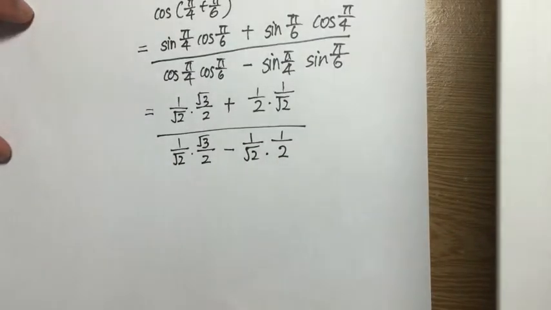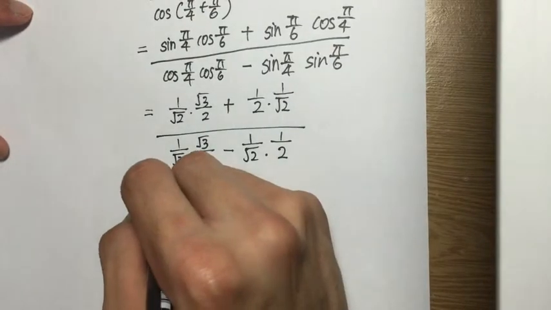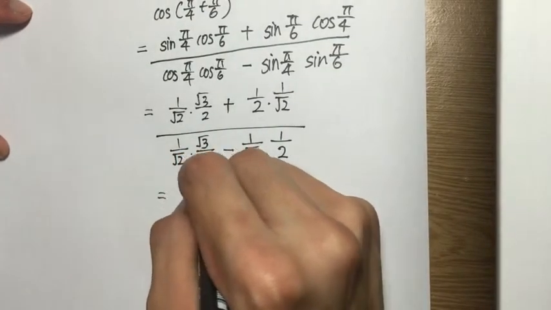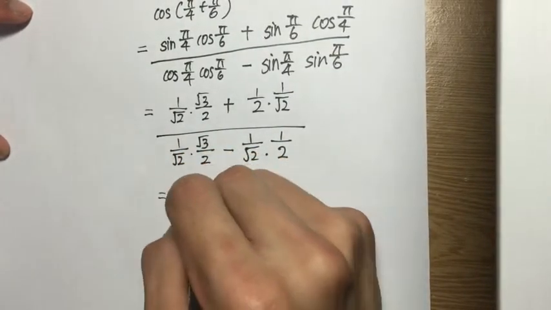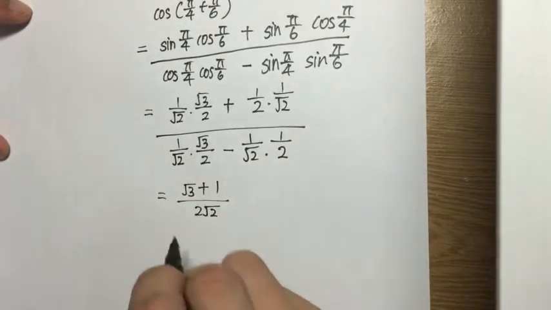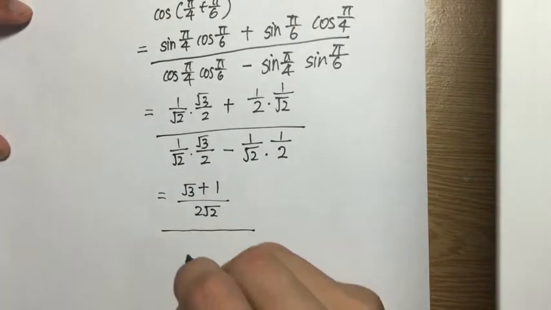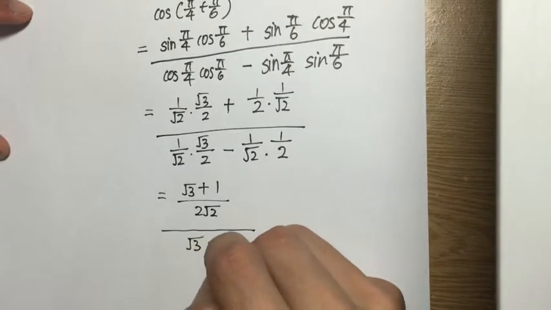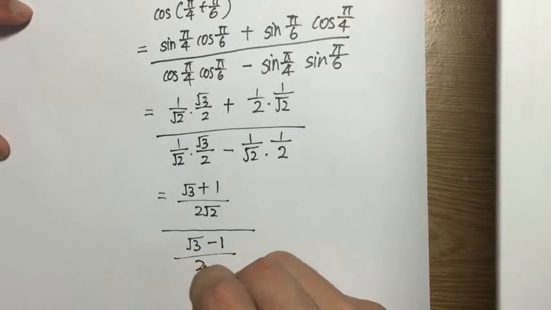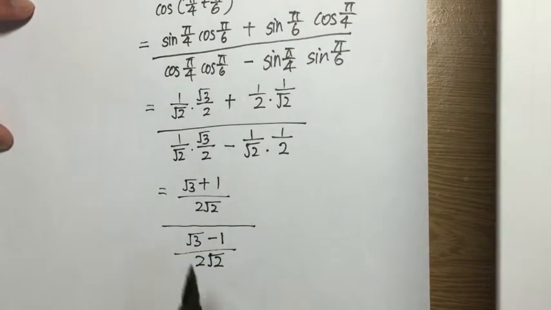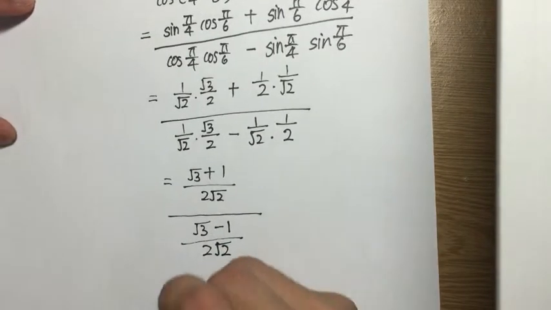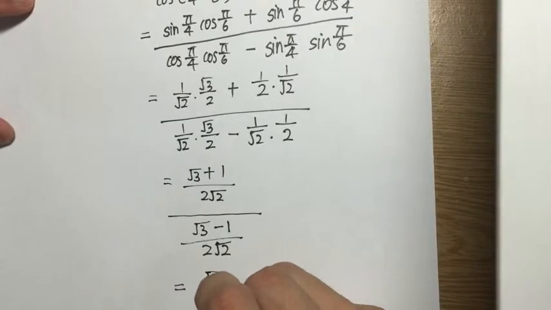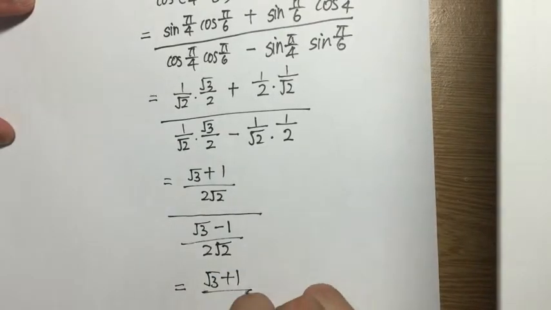From here, we can simplify the expression into root 3 plus 1 over 2 root 2 over root 3 minus 1 over 2 root 2. By simplifying this expression further, we will get a final answer of root 3 plus 1 over root 3 minus 1.